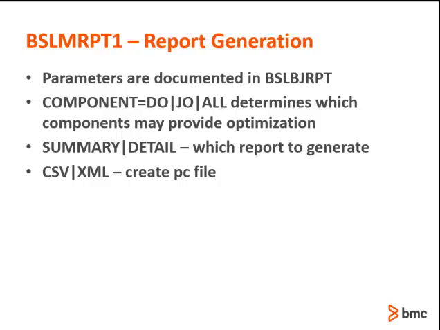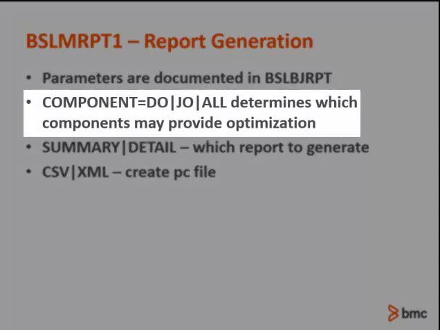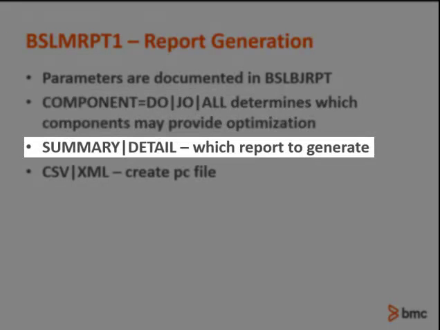Thus, if you want to include additional jobs for consideration, you would need to run phase 1 again. BizzleM_RPT1 does allow job name selection criteria to further reduce which jobs in the select file are eligible for reporting. The parameters determine which MainView Batch Optimizer component is being considered: data optimization, job optimization, or all. And next, you decide if you're interested in a summary or detail report.